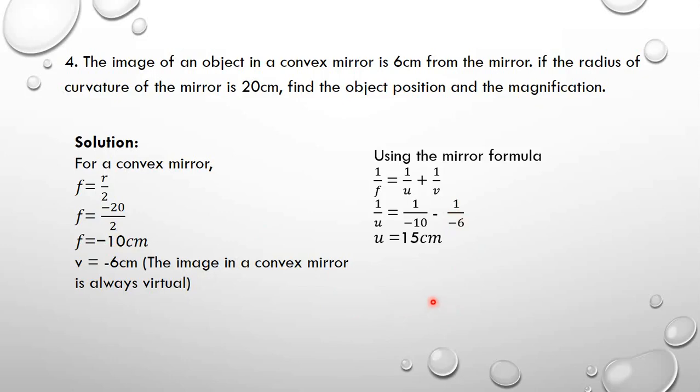The magnification is going to be v over u, which is negative 6 over 15, or you can just say 6 over 15, since we want just the magnitude. 6 over 15 gives us 0.4. So the magnification is going to be 0.4.